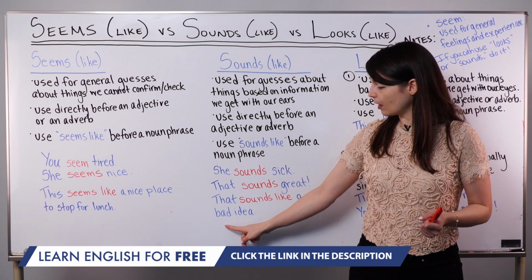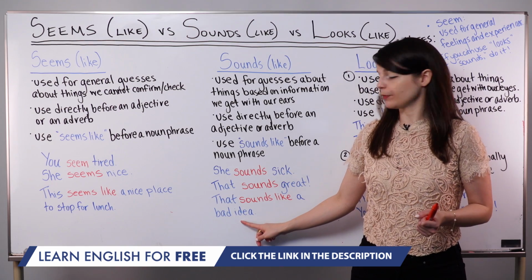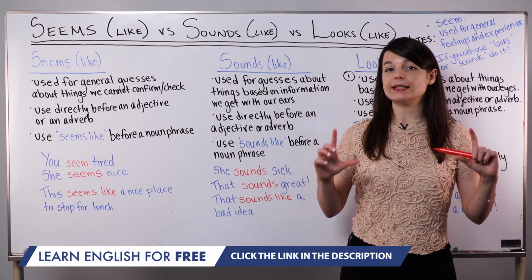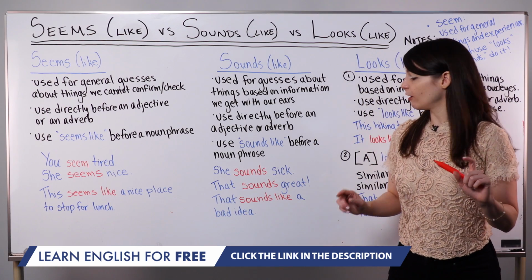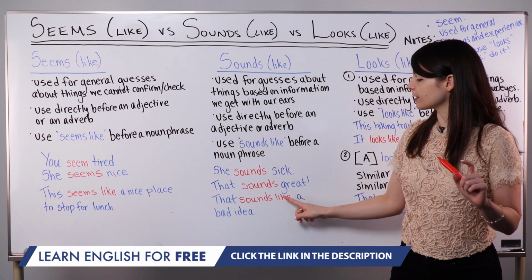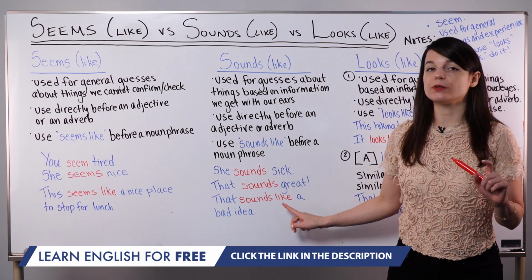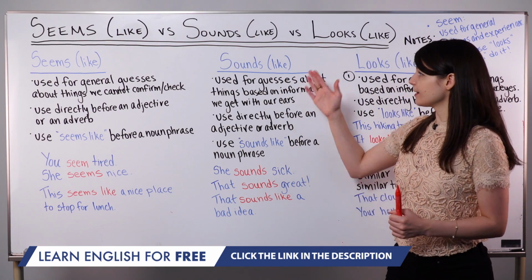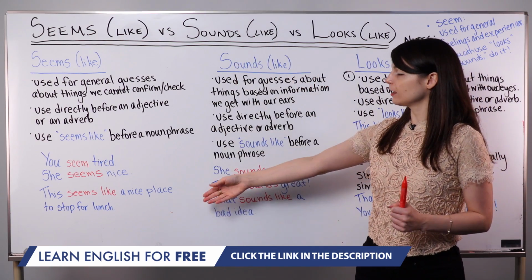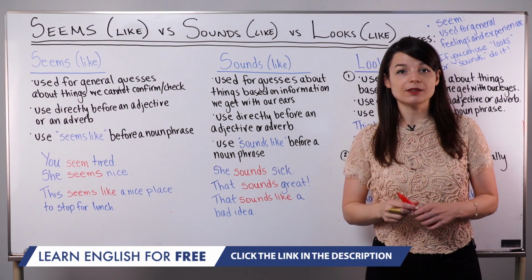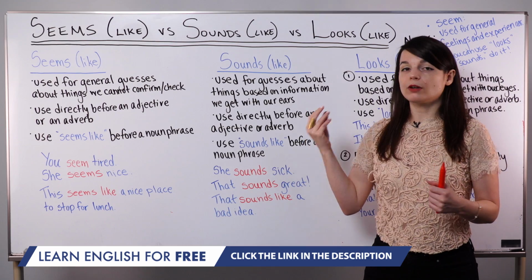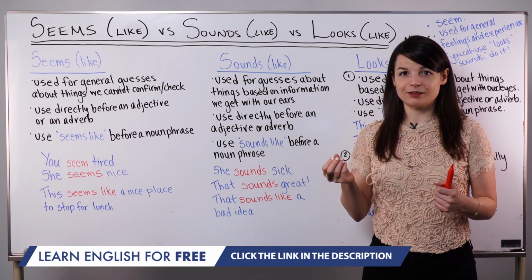The adjective is modifying the noun idea. So that sounds like a bad idea. A bad idea is the noun phrase. Therefore, we have to use sounds like. In this sentence, we use like here. That sounds like a bad idea. So you'll notice sounds like and seems like, or just seems and sounds, follow a similar pattern. But sounds is used for information we get with our ears.